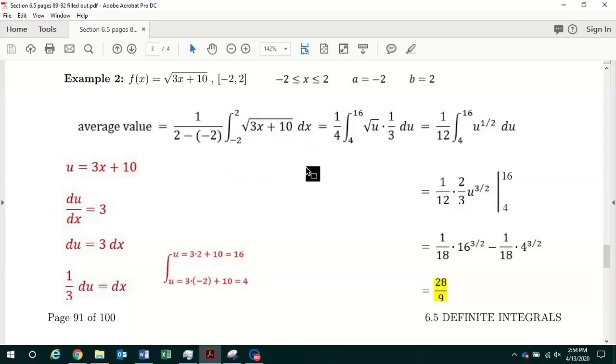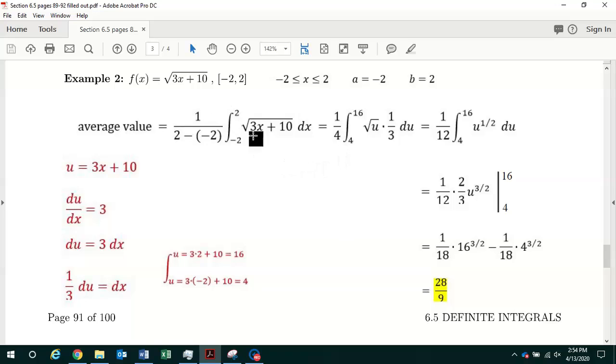Now in this problem, we've got to use the U substitution method. We set u equal to 3x plus 10 under the radical. Then the derivative of u with respect to x is 3. And when we multiply both sides by dx, we get du is equal to 3 dx. Well, we have the dx, we don't have the 3. So we divide both sides by 3 and we get 1/3 du is equal to dx. So 1 over 2 minus a negative 2 is equal to 1/4.